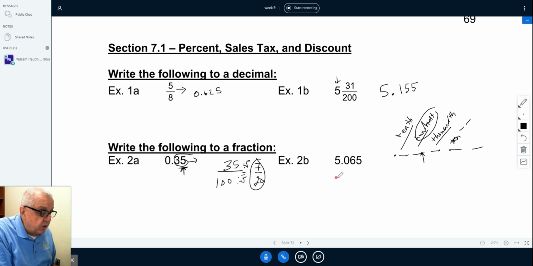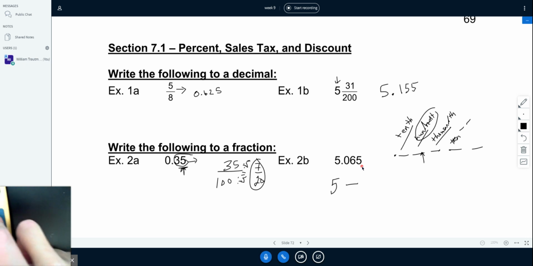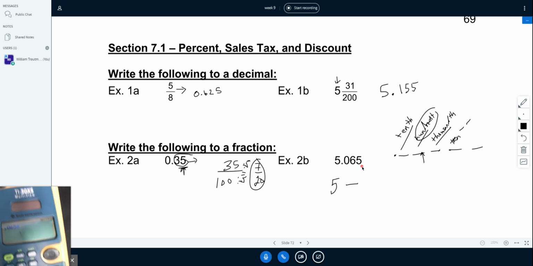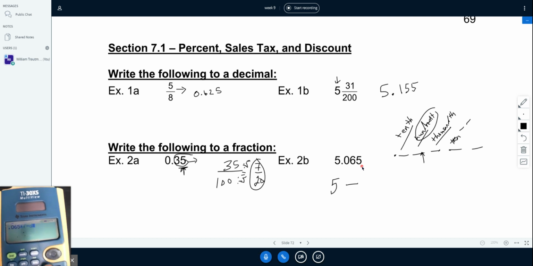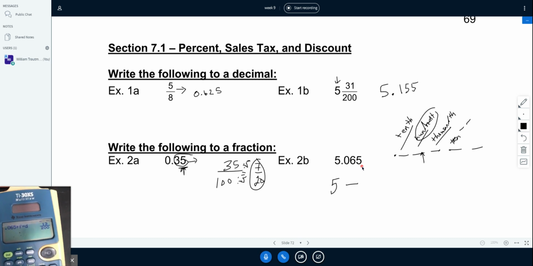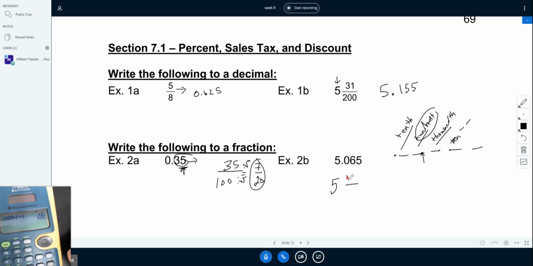So for this one, we have 5, and then we can change this to a mixed number. And then I'm going to put 0.065 on my calculator. I'm just looking at the decimal part. And if I hit second fraction to decimal, it changes it to 13 over 200. So what I do, I put 13 over 200 here.